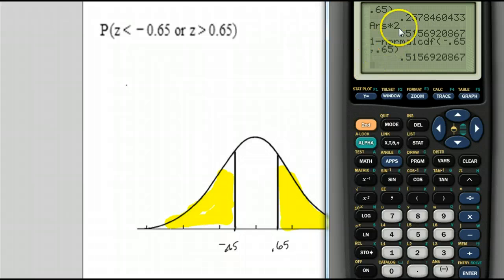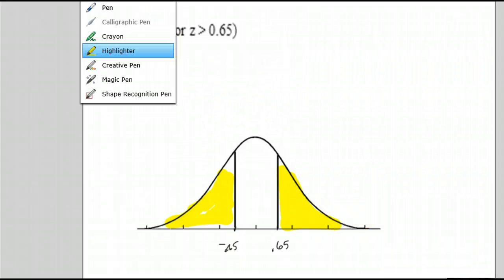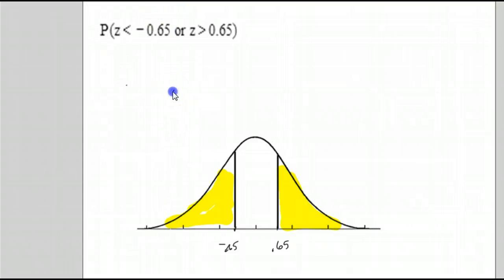Okay, but 0.5157 is the answer no matter which way you do it. Okay, and half of that's down here, half of it's up here. Split in half because of the symmetry.